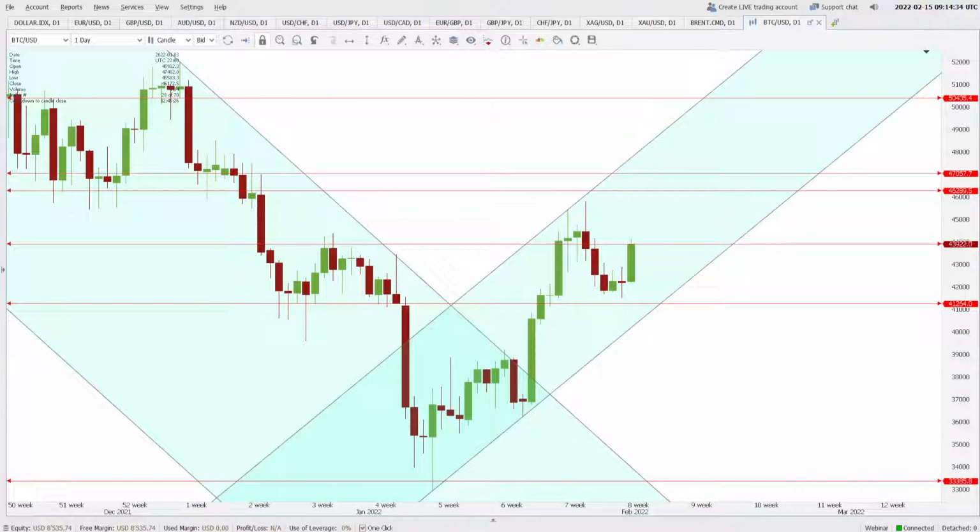And yeah, I hope you got some idea about the support and resistance levels that are of interest in the coming hours and days.